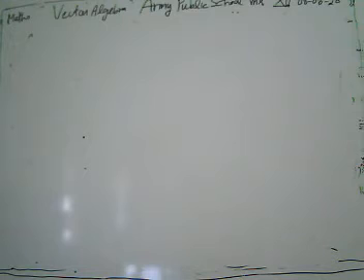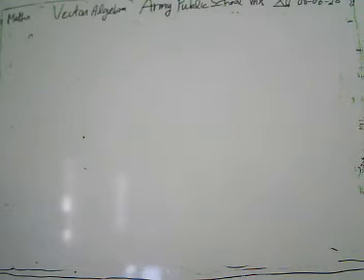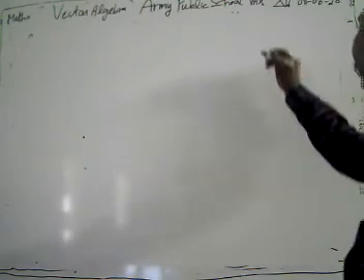Now look, let's take one geometrical proof. We are going to prove by vector method that in a right angle triangle, we are given a right angle triangle.